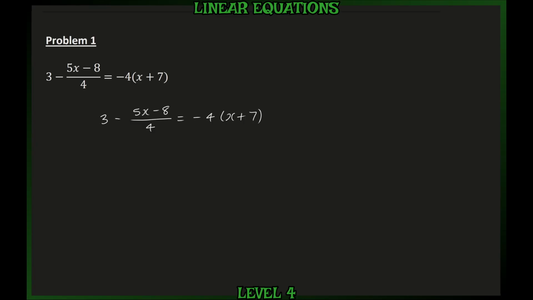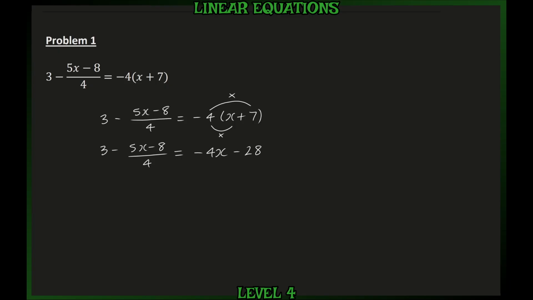It would be tempting to multiply everything by 4 to remove this fraction here, and you can do this, but it tends to make sense to have those fractions on their own before you multiply. So I'm going to leave the left-hand side exactly as it is, and we can expand the right. On the right, we can do minus 4 multiplied by x, which is minus 4x, and minus 4 multiplied by 7, which is minus 28.